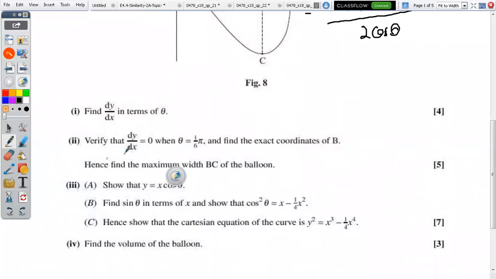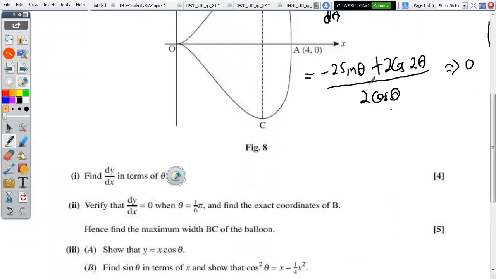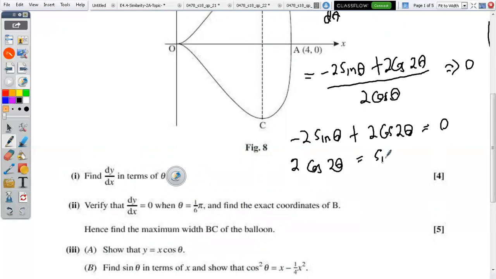Then now they're saying verify that dy over dx is equal to 0 at the turning point when theta is equal to that. So we are now saying if we equate this to 0, can you see that we lose this? Make sense? So now what's left is minus 2 sine theta plus 2 cos 2 theta is equal to 0. Take the 2 sine theta the other side, you're left with 2 cos 2 theta is equal to 2 sine theta positive. Divide both sides by 2, and I have cos 2 theta is equal to sine theta. What is cos theta?